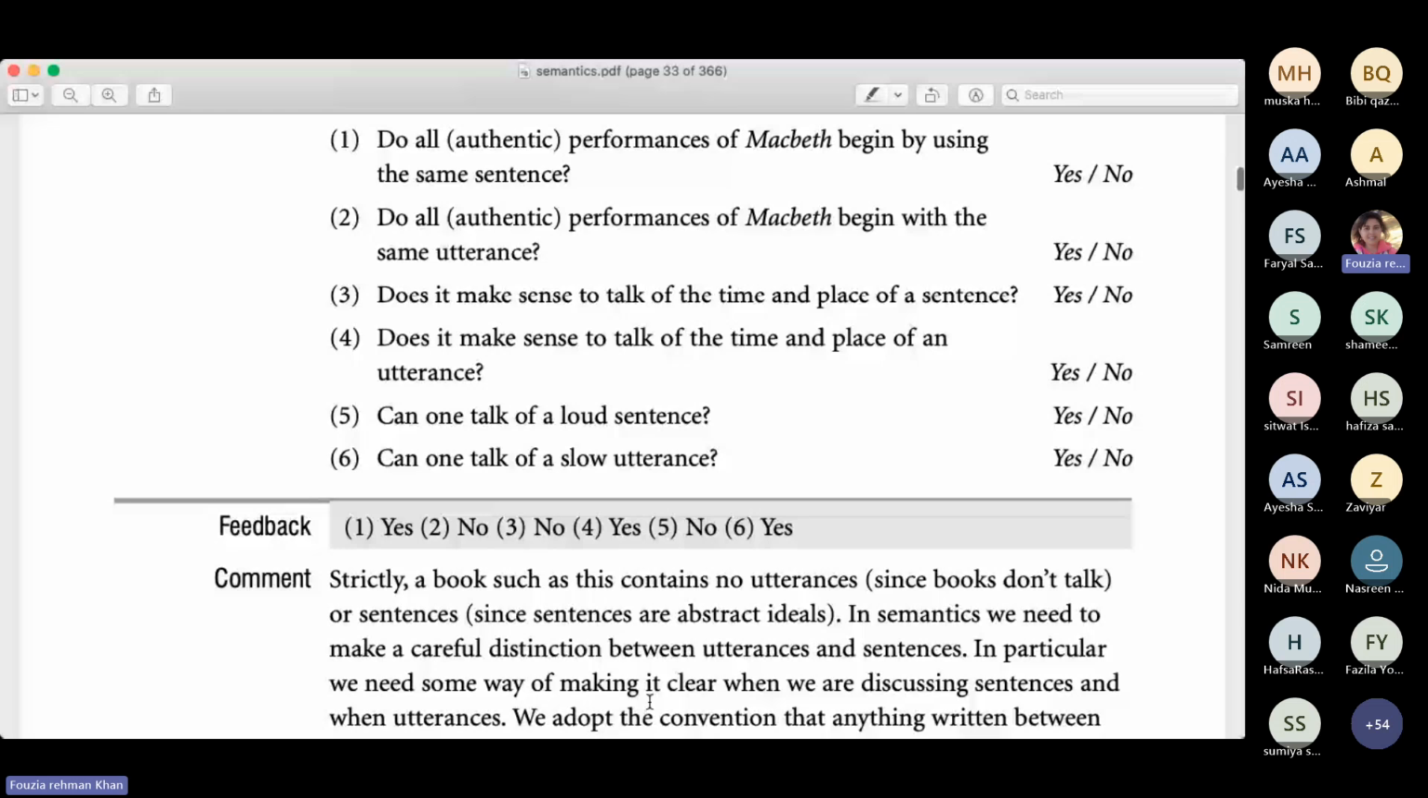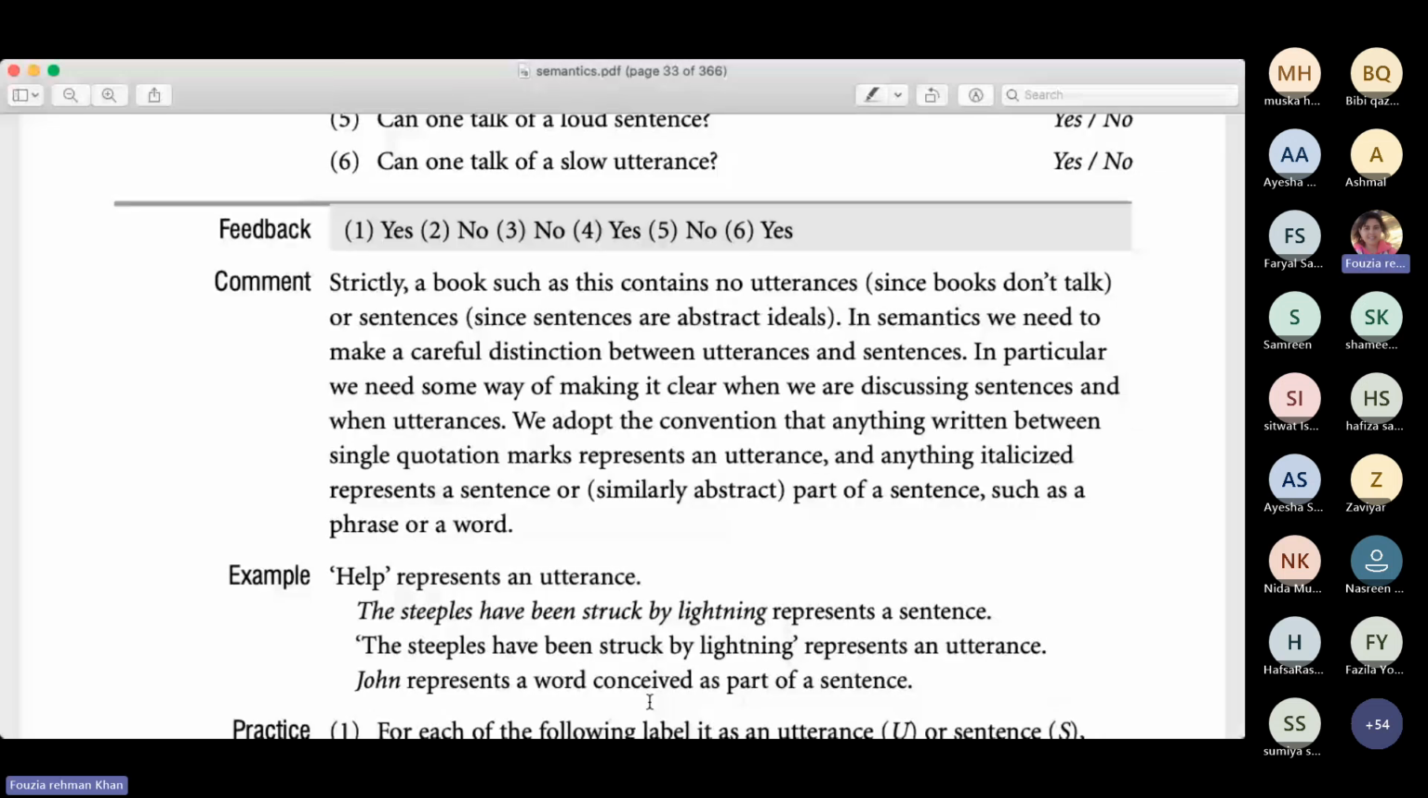So, in semantics, we need to make a careful distinction between utterances and sentences. And I hope that we have successfully differentiated between the two, sentences and utterances.